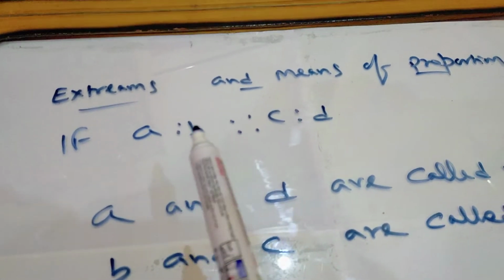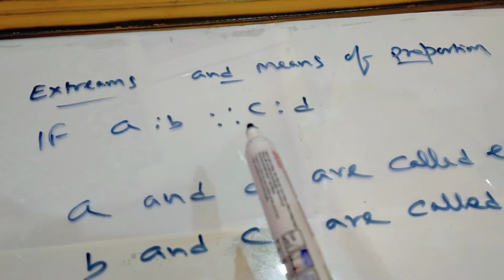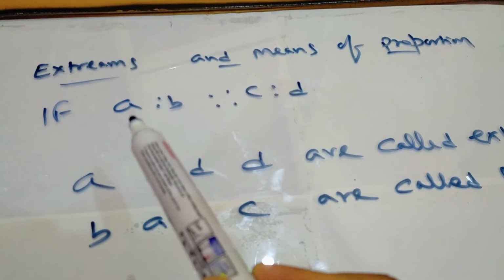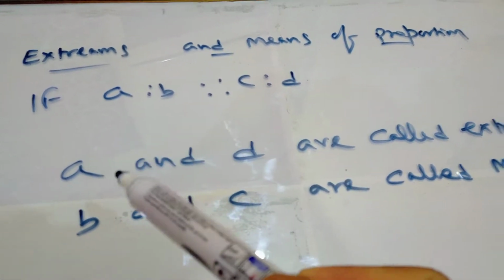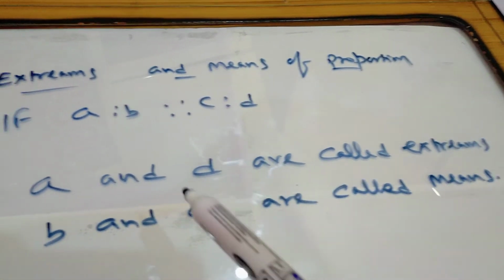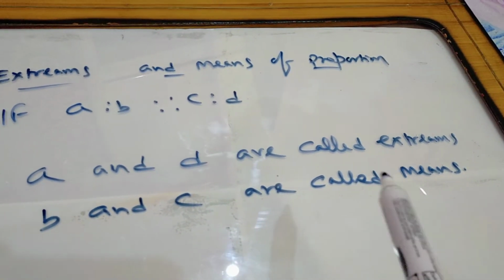So the next concept is extremes and means of proportion. If A is to B is equal to C is to D, then A and D are the extreme parts, the outside parts. So A and D are called extremes. B and C are in the middle, so these are called means.